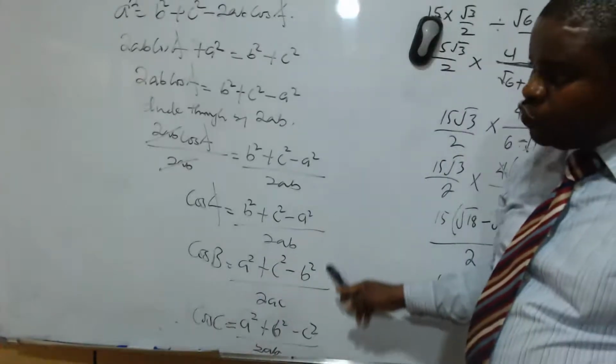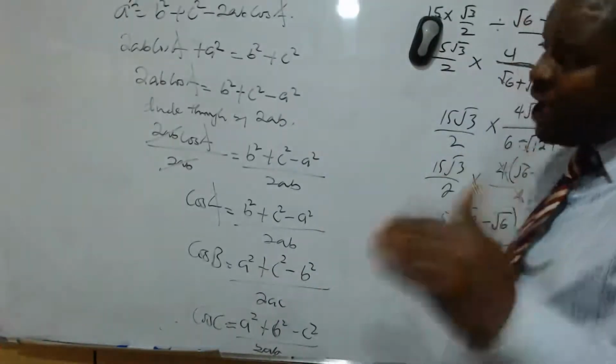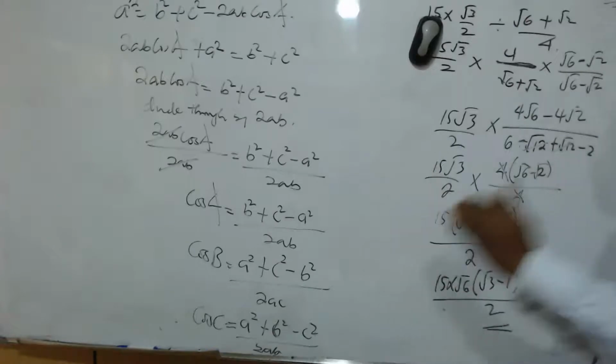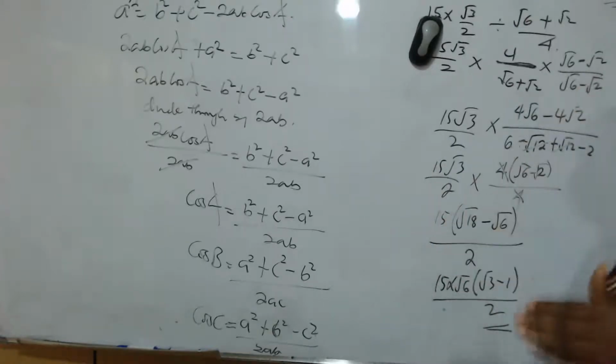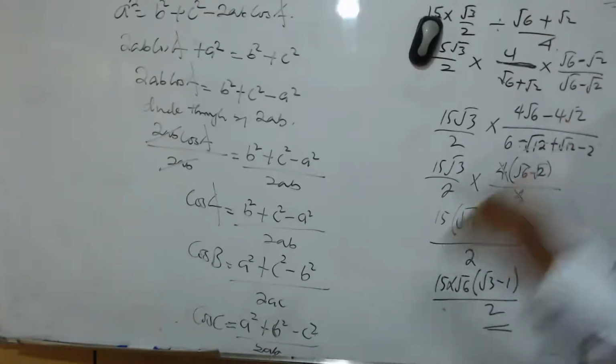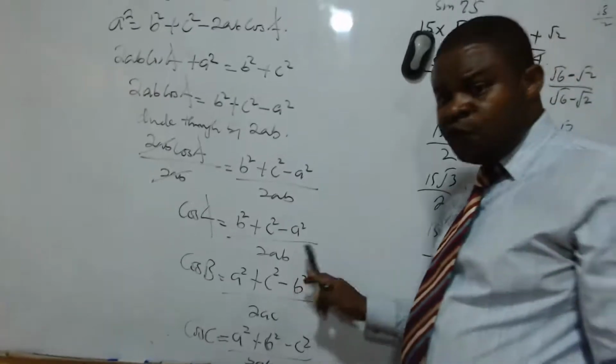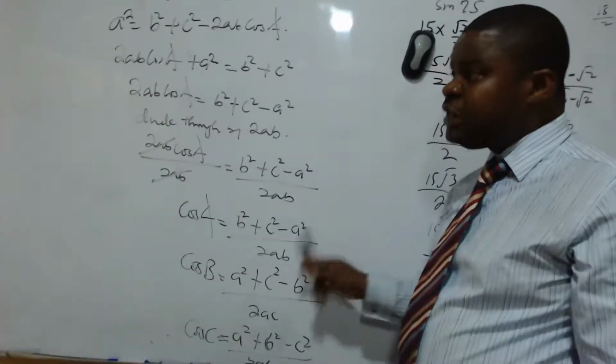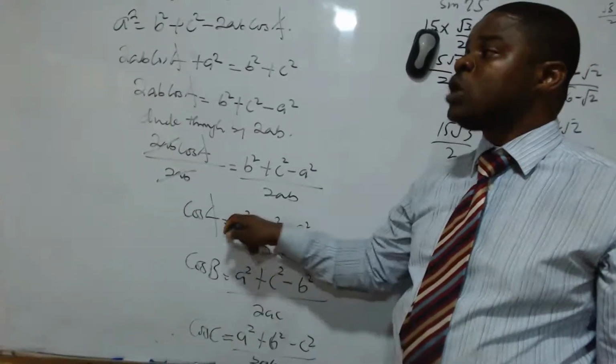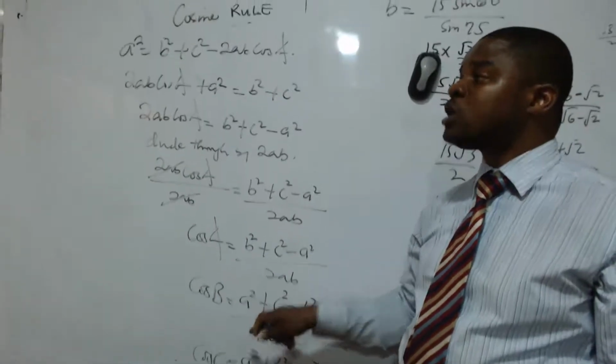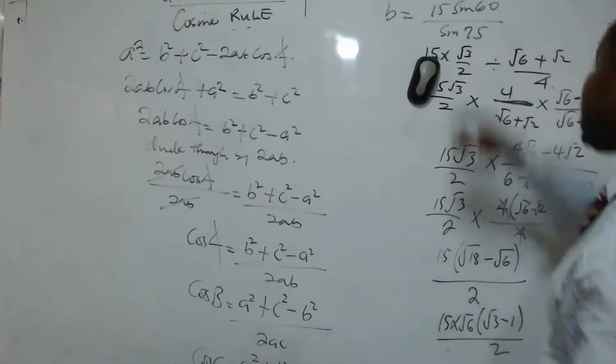Using either of these formulas. When we are given a question, and we have three sides of a triangle, we are now asked to find the angle, we are using this formula, depending on the side of the question you are asked to calculate. Now, for example, look at this question.